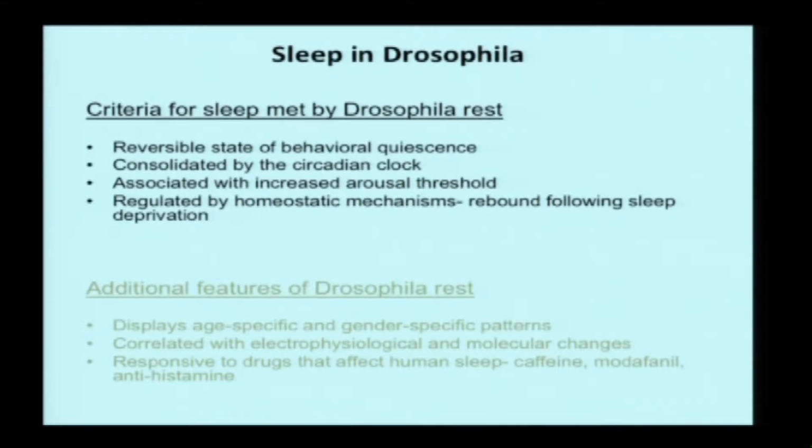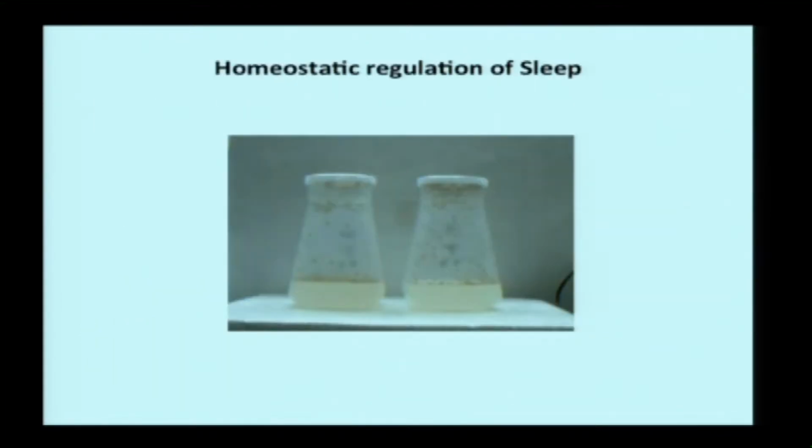So we already knew it was a reversible state of behavioral quiescence. We knew that it occurs with a 24-hour rhythm. When flies are sleeping, they show resistance to sensory stimulation, so they have an increased arousal threshold, a hallmark of sleep. And then Joan showed that fly sleep is regulated by homeostatic mechanisms. In other words, if you deprive them of sleep, they will make up for the sleep lost in the morning. They show a robust rebound. And that can actually be seen visually.